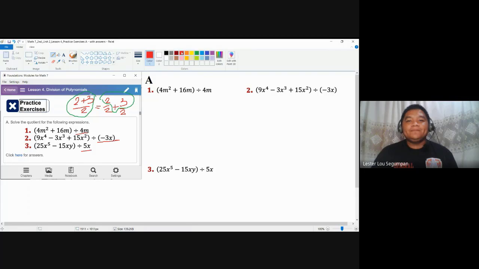As for number 1, this symbol here can be represented by a division bar. And therefore, this expression will just be equivalent to a rational expression 4m squared plus 16m all over 4m. Okay, so again, this can be transformed into a division bar, and we will have here a rational expression, again, 4m squared plus 16m all over 4m.